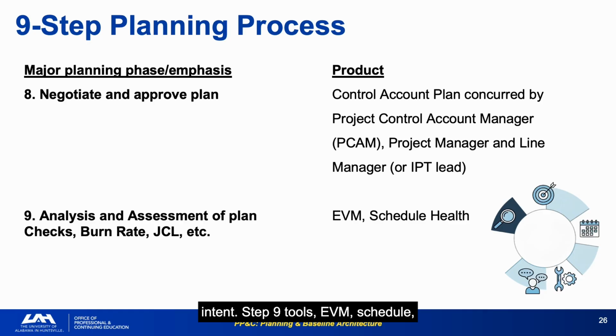Step 9 tools, EVM, schedule health checks, burn rate, JCL, are the validation battery that tests whether the plan created in steps 1 to 8 is actually executable. Use all of them before declaring the plan ready for baseline. The control account plan can occur by the PCM, PM, and line manager. Step 8 creates accountability. If the plan fails, you could trace it back to who signed off on an unexecutable baseline.